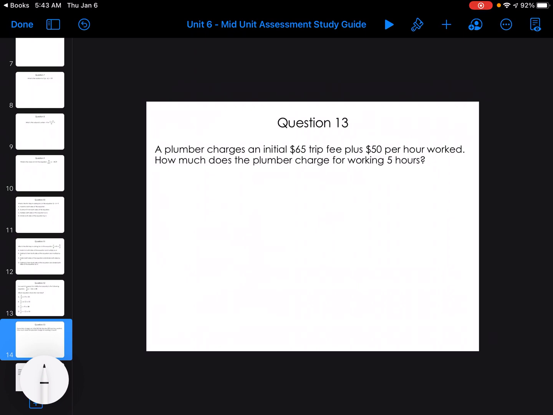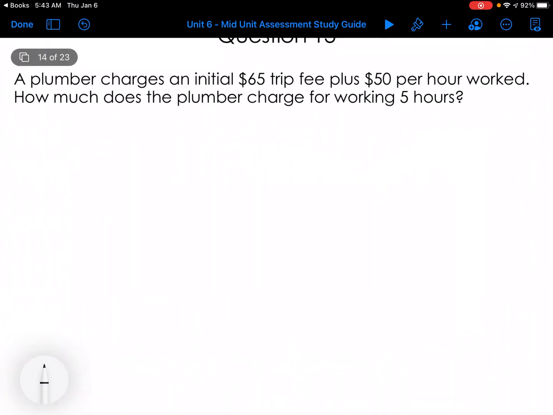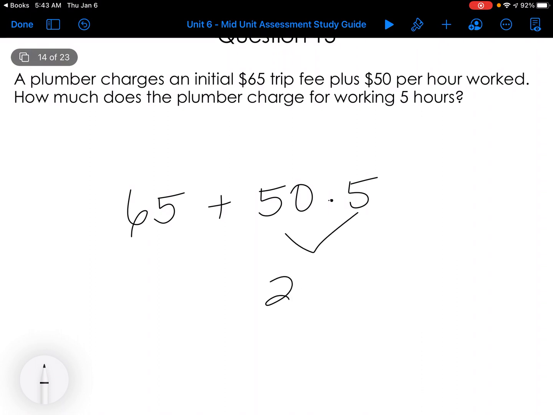A plumber charges an initial $65 trip fee plus $50 per hour worked. How much does the plumber charge for working 5 hours? So it's $65 plus $50 times the 5 hours he worked. So that's $250 plus 65. So that's going to be $315.